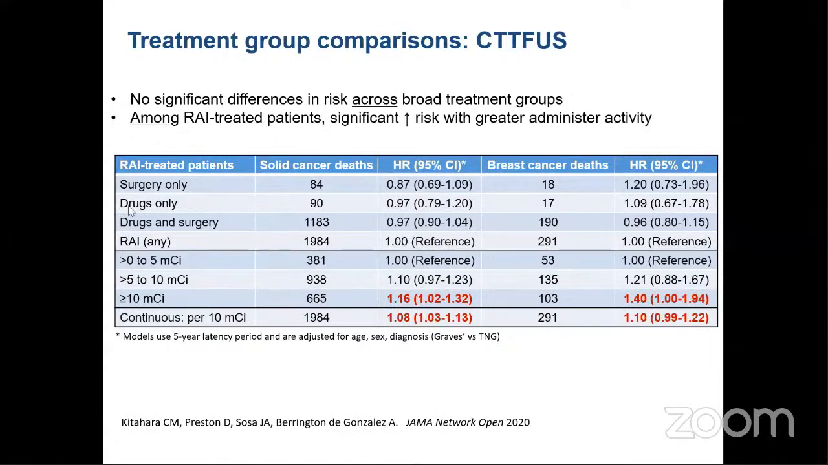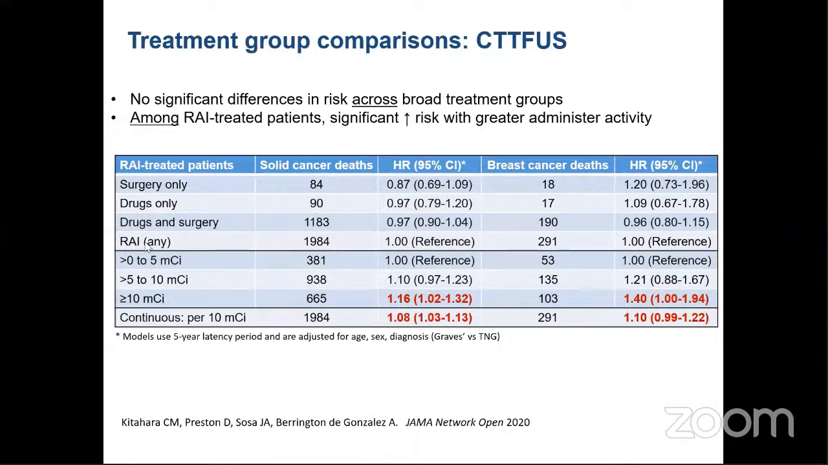There are a number of other limitations to trying to understand the risks from some of these other treatment groups. We had very crude information on antithyroid drugs, like what types of drugs were being administered, what dose of drugs. So there were a lot of limitations with comparing these groups directly to each other.